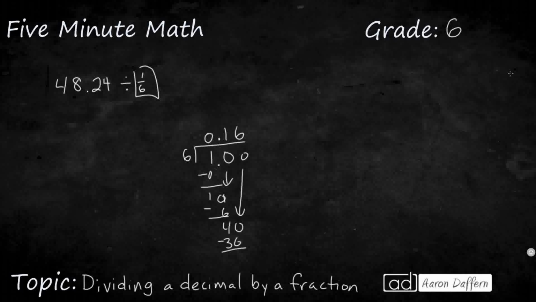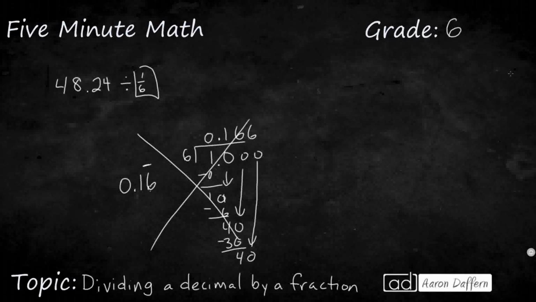But look, I've gotten into this loop. It's just going to be 40 and 40 and 40 no matter what. So it's going to be 0.16666 forever, or we can call it 0.16 with that bar over the 6, which means we can't really divide by that. You can't really divide that into 48.24 because this is a repeating number. So that's not going to work.